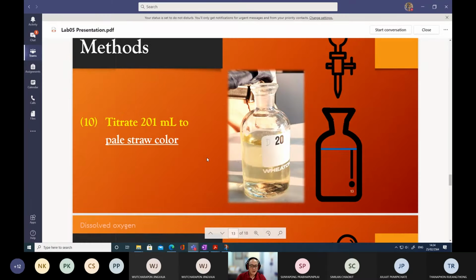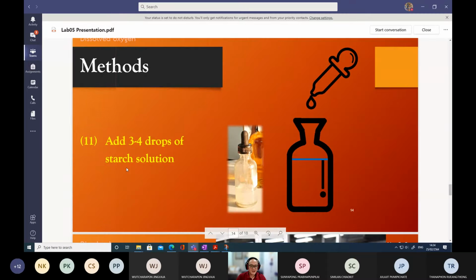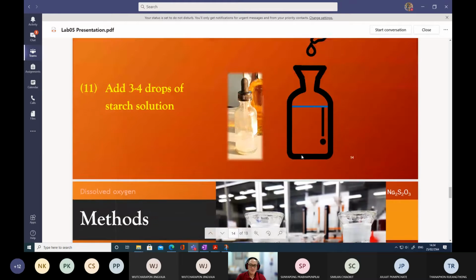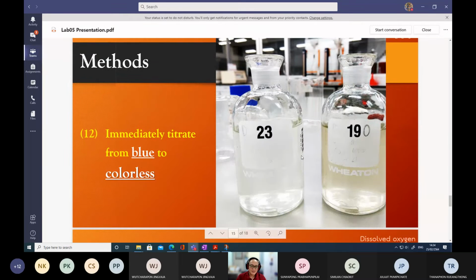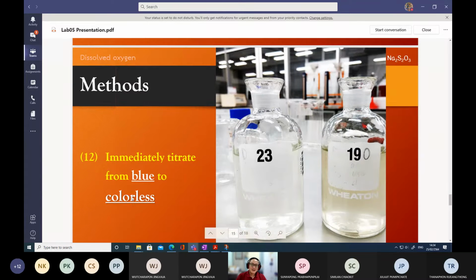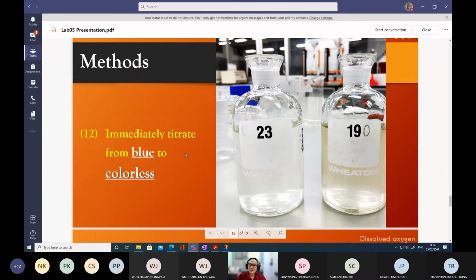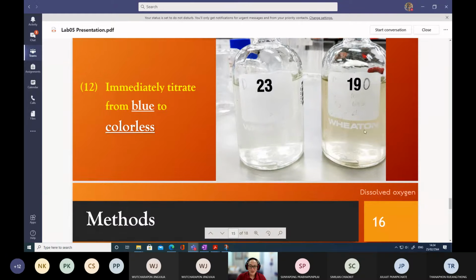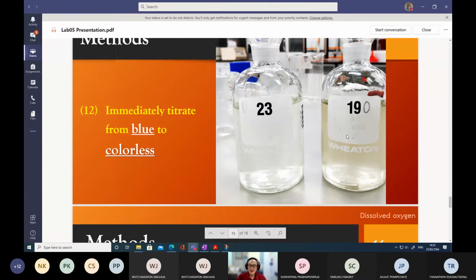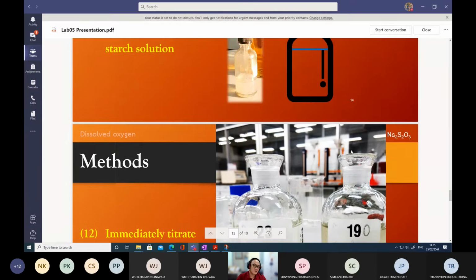Once we reach the pale straw color, we add a few drops of starch solution. With starch, if iodine is present, you will see a blue or dark blue color. Then immediately continue titrating until the blue color is gone and becomes colorless. This one is 201 ml. The color of the water may be different, depending on the original color.